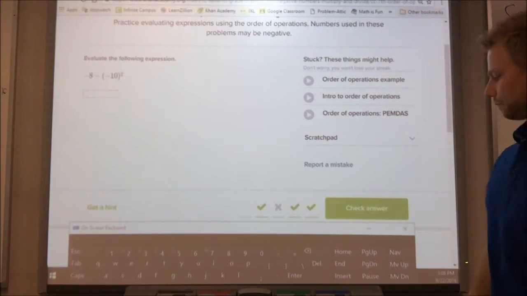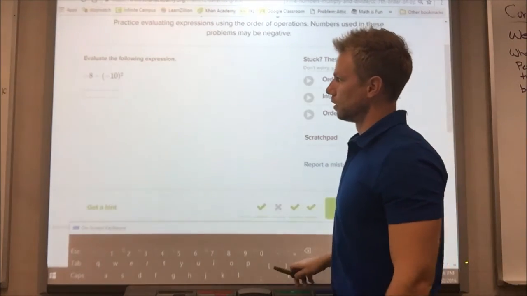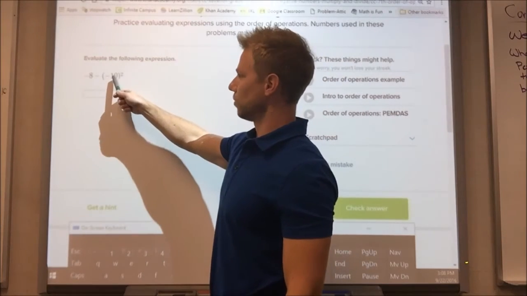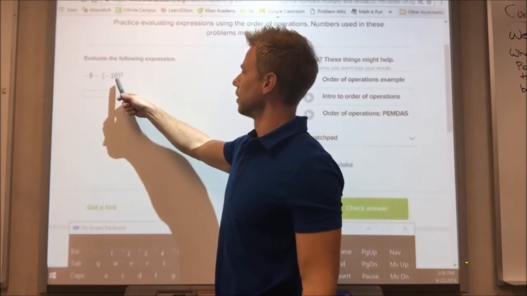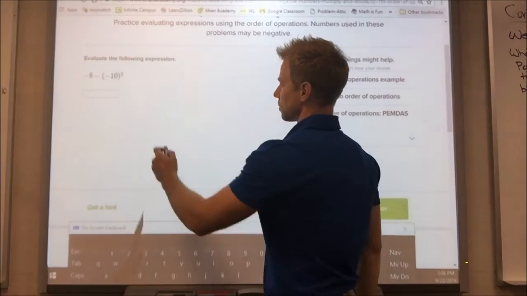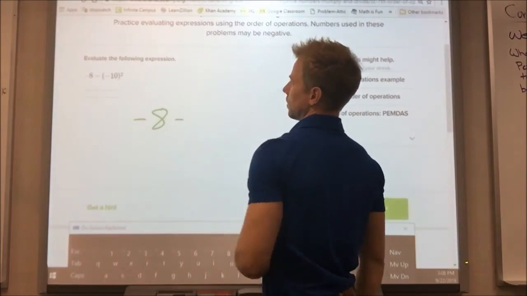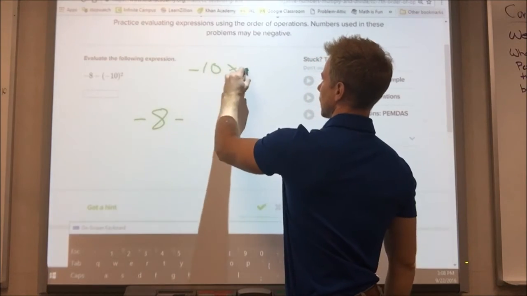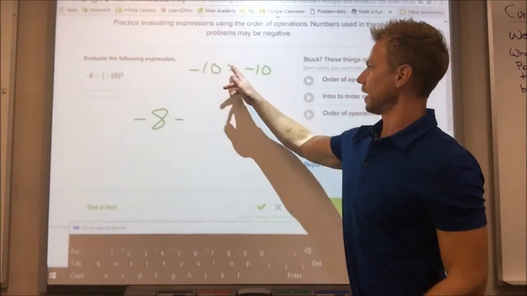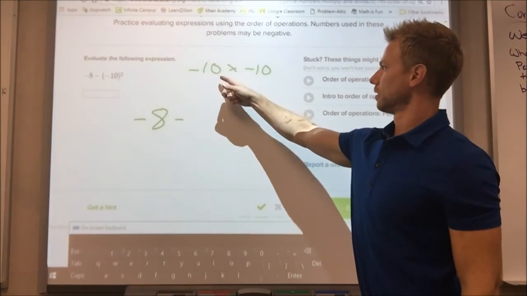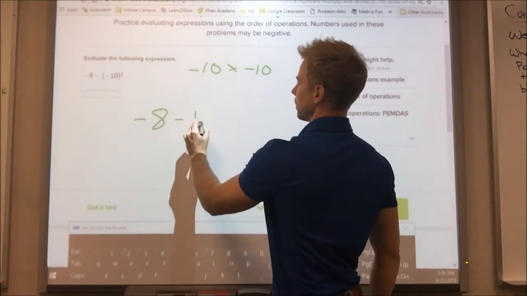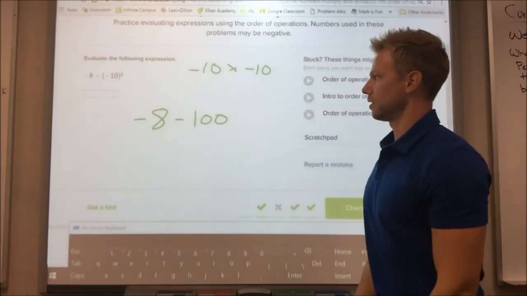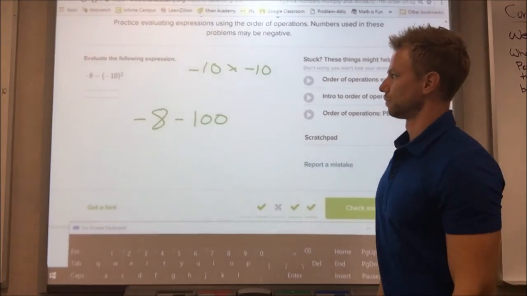All right, next one. We will start with our parentheses. There's nothing we can do inside of there. There's only one number. Then we move to our exponents. Negative 10 squared would be negative 10 times negative 10. Two negatives will make a positive. 10 times 10 is 100. So that becomes a positive 100.